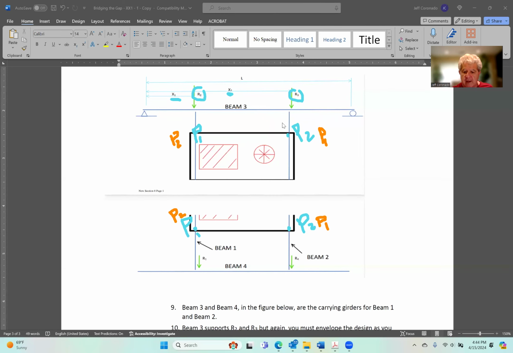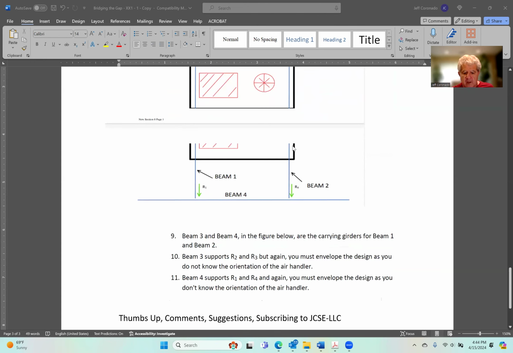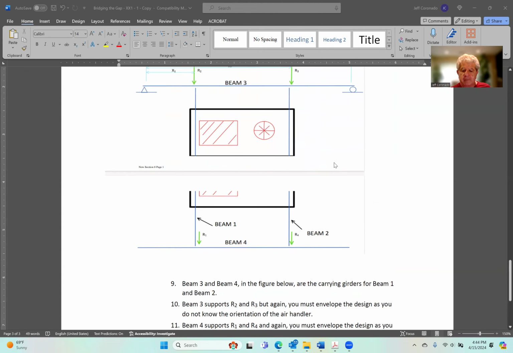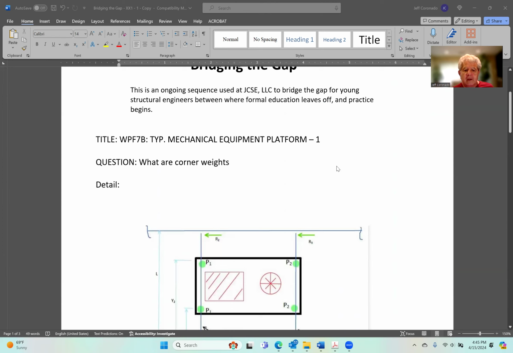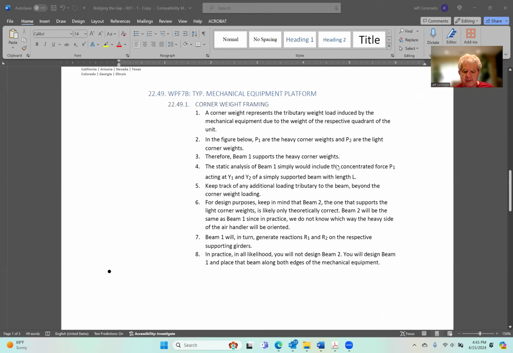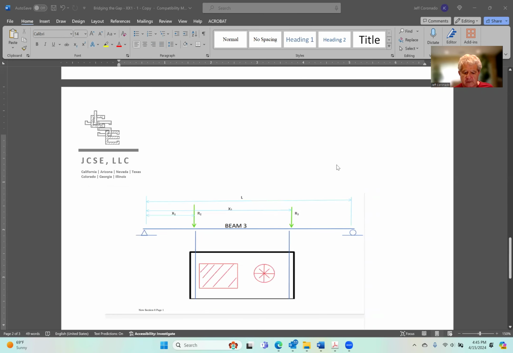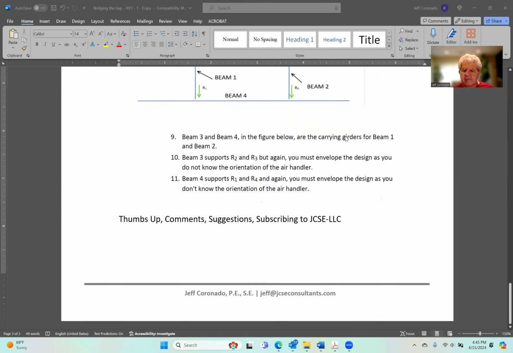Okay, so that's kind of the important thing there that we're trying to stress. Beam 4 supports R1 and R4, and again, you must envelope the design for the orientation of the mechanical equipment. Okay. All right, excellent. So with that, that concludes WPF 7B-1. Okay, guys? Make sure that I covered everything. That was 8. Yeah, that covers everything. Excellent, guys.